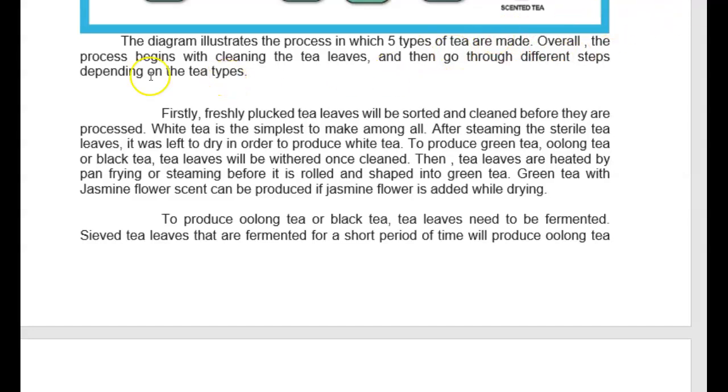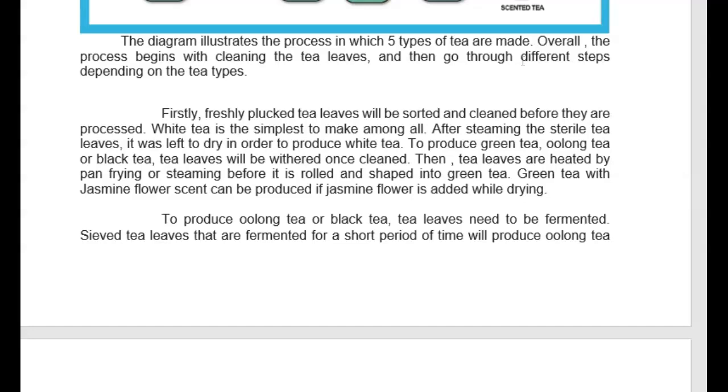Overall, the process begins with cleaning the tea leaves. And following this, they go through different steps. Okay? Or overall, the process begins with cleaning the tea leaves, following which they go through different steps. So there are a handful of different ways you could say that.